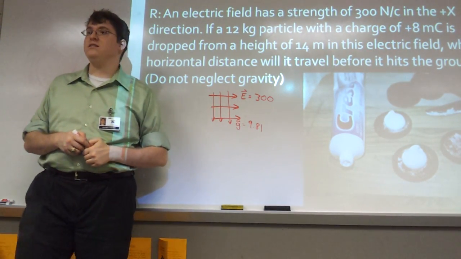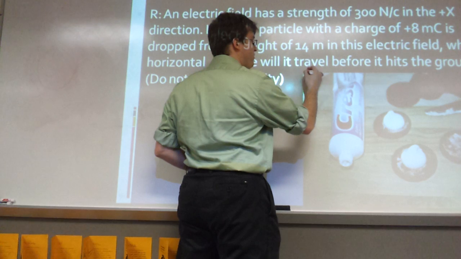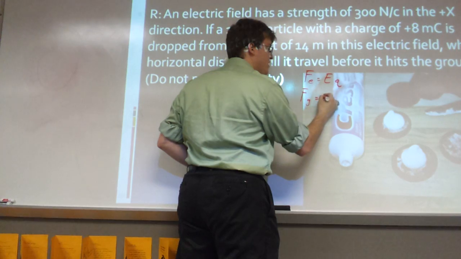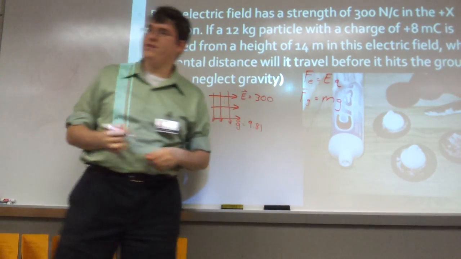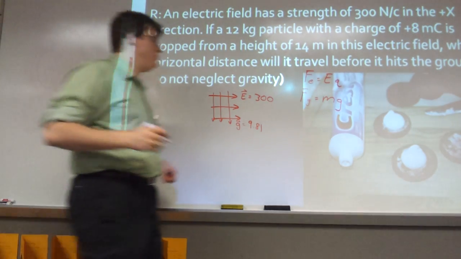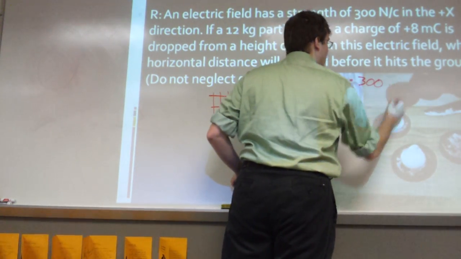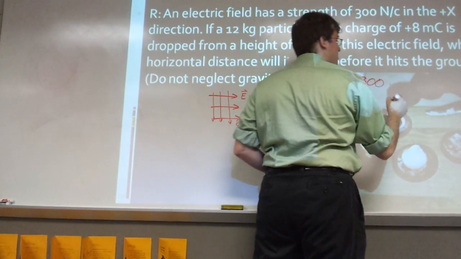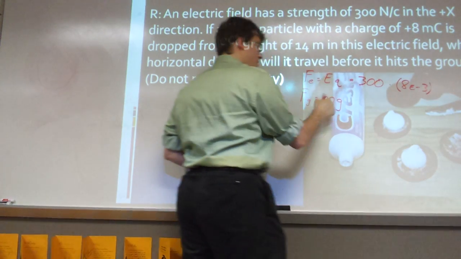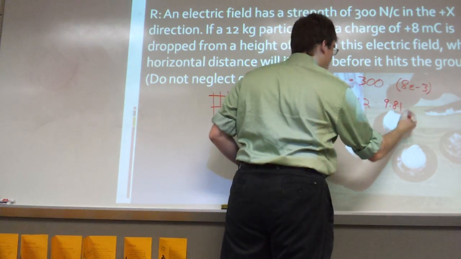I can get forces, okay? F equals EQ is electric force, and F equals mg is gravitational force, all right? So I'm going to use those two equations. Value of E is the electric field, 300, times the charge, 8 millicoulombs. Milli is times 10 to the negative third. Mass, 12 kilograms. Gravity, 9.81.